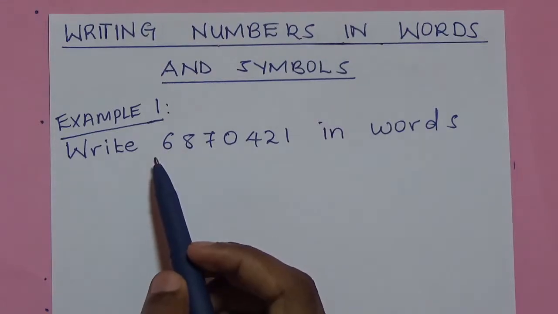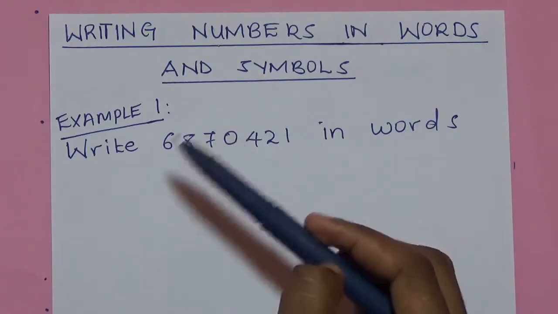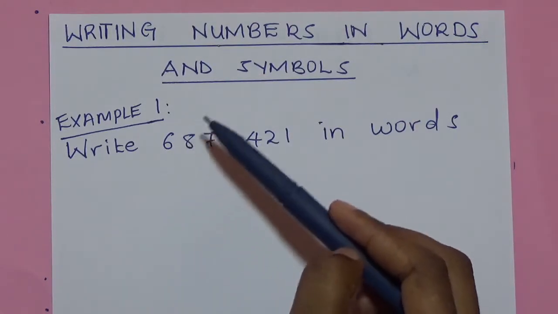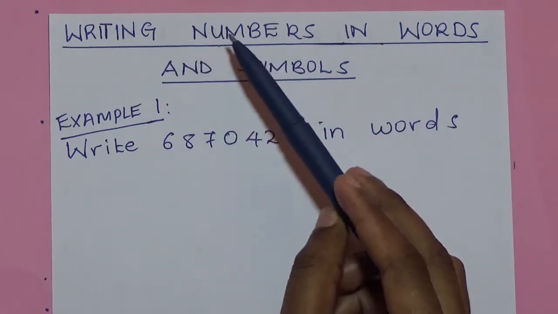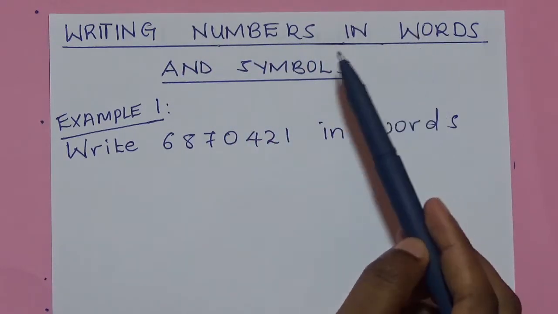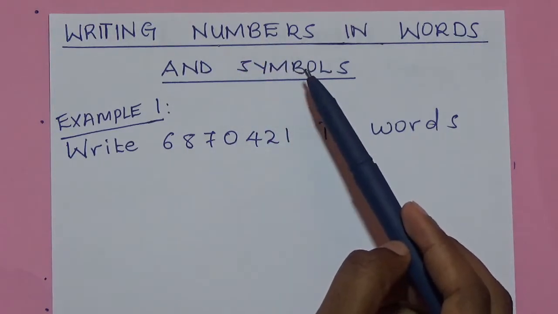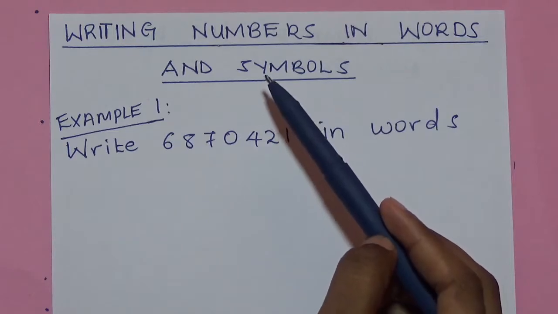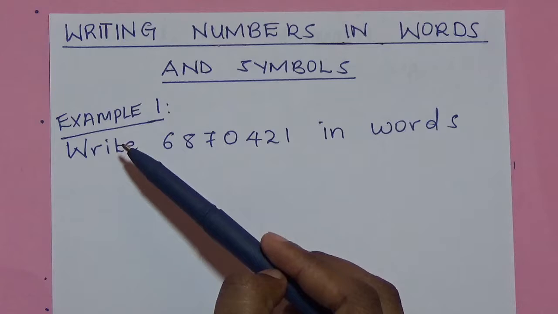In this lesson, I want us to look at writing numbers in words and in symbols. We are going to divide the lesson into two parts. The first part, we are going to look at writing numbers in words. In our second part, we look at writing the numbers in symbols or in figures. So, we look at the first part, and we are going to look at several examples.